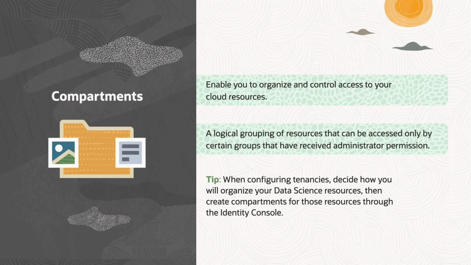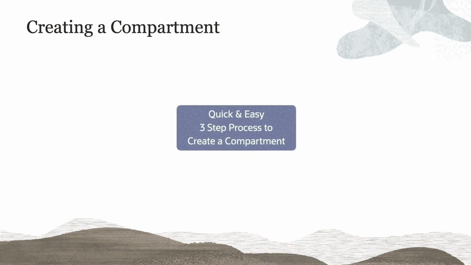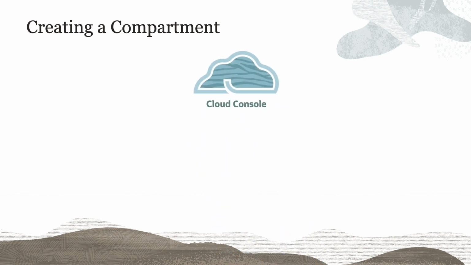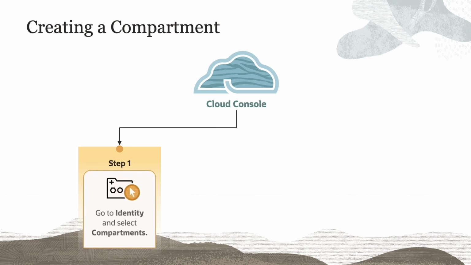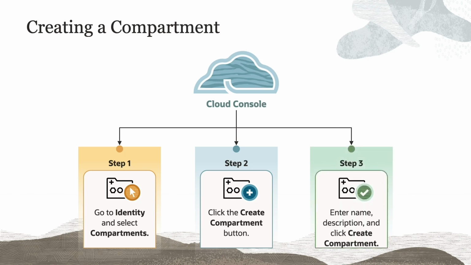Once you've made a plan, you can start creating one or many compartments. We will demonstrate this at the end of the lesson. However, for now, let's look at the quick and easy three-step process to create a compartment. From the Identity console, go to Identity and select Compartments. Click Create a Compartment, enter a name and description, and then click Create Compartment.